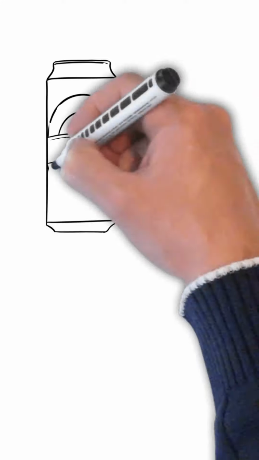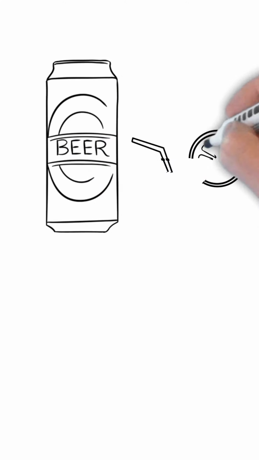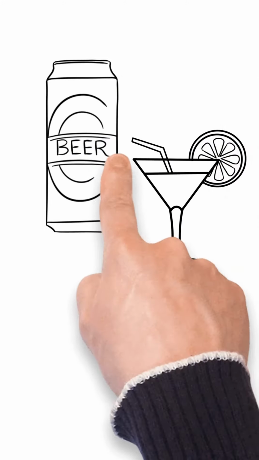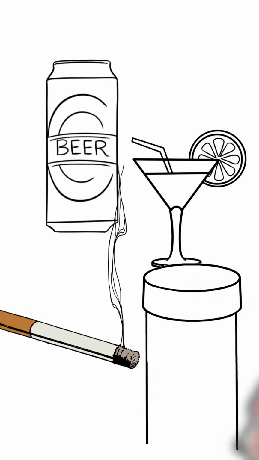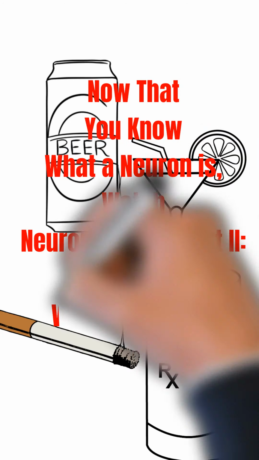Okay, so now you know what a nerve cell is and does. Let's see what neuroplasticity is and how it can help your recovery. Watch Neuroplasticity 2. What does your brain do?